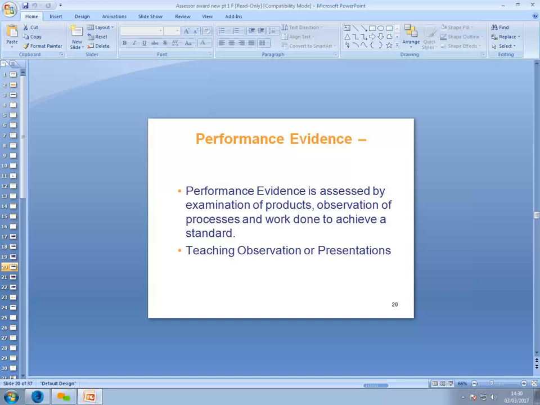But again, it's easier to do a teaching observation or a presentation. Of course, for those of you that I did the observations for, I've got copies of those, and those will be available on Moodle for you to put into your portfolio, or your electronic portfolio that you put together.